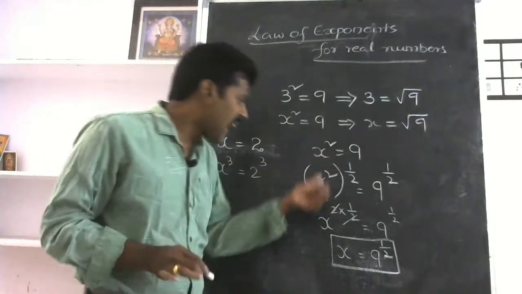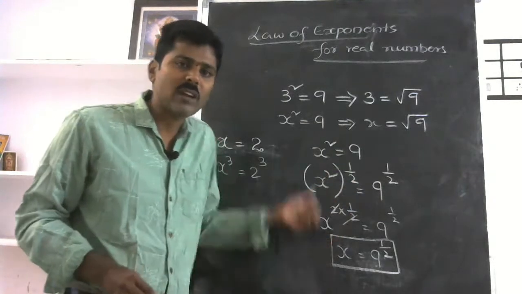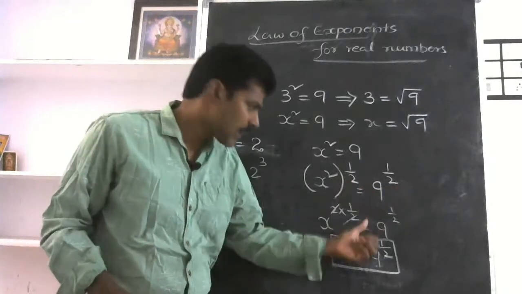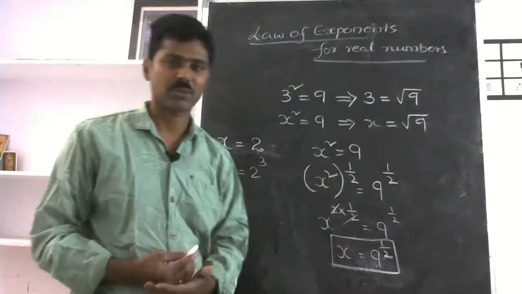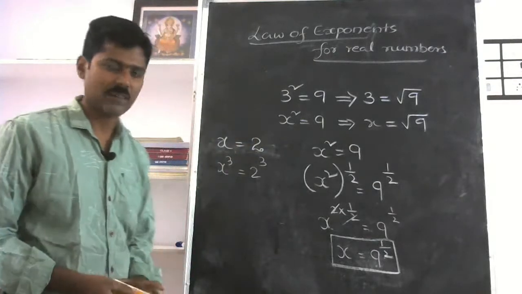Similarly, I need x here, so I want to cancel 2. To cancel 2, I have to raise that power to 1 by 2, so both sides 1 by 2. Hence I get 9 power 1 by 2. So 9 power 1 by 2 is the exponential notation.